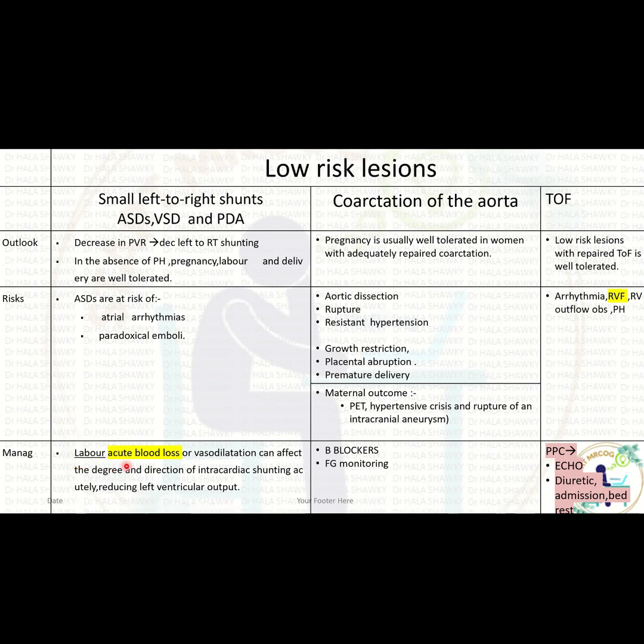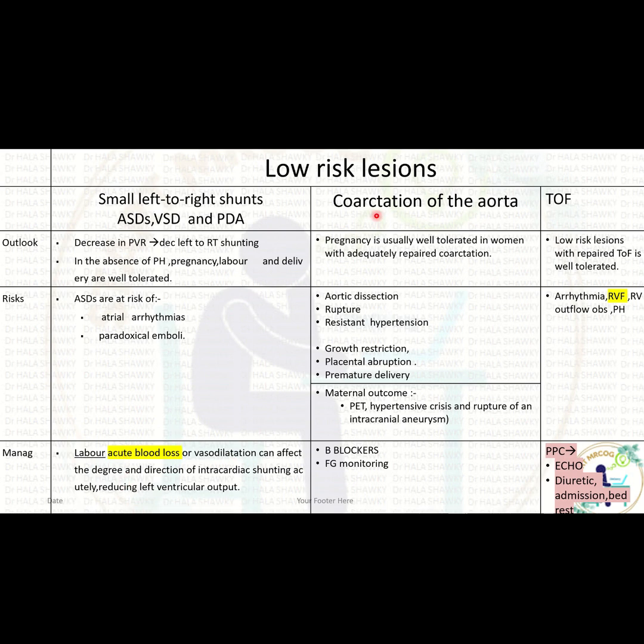The risk during the labor will be acute blood loss. Any acute blood loss or vasodilatation can affect the direction of the intracardiac shunting acutely and reduce the left ventricle output. So we have to prevent the bleeding or the blood loss during the delivery.